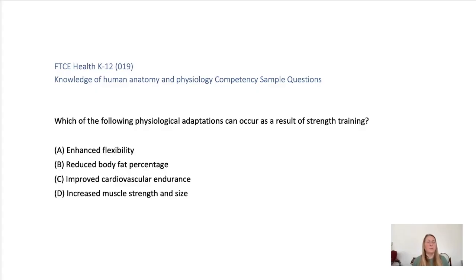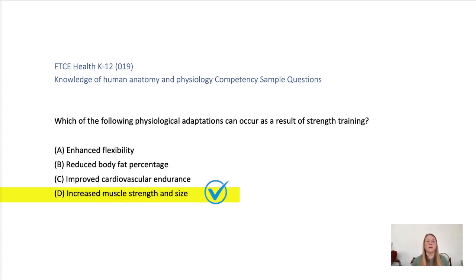B, reduced body fat percentage is incorrect. This can happen with strength training combined with diet and cardio. C, improved cardiovascular endurance. This is incorrect. This happens with exercises like running or swimming, not strength training.